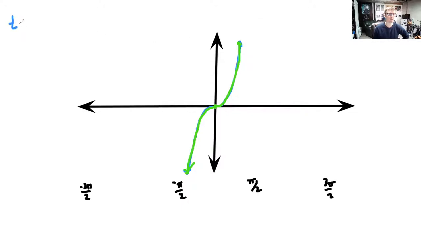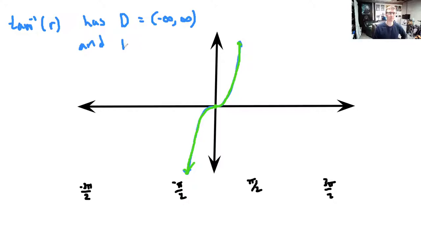So tangent inverse. I'm going to put R here, because remember what tangent gives you is a ratio. So tangent inverse takes a ratio in. The ratio can be any value, right? You can create an infinite ratio if you take the cosine to be 0 or close to 0. So tangent inverse of a ratio has domain of all real numbers. And what's its range? Well, it takes any real number, and it gives you only an angle between negative pi over 2 and pi over 2.